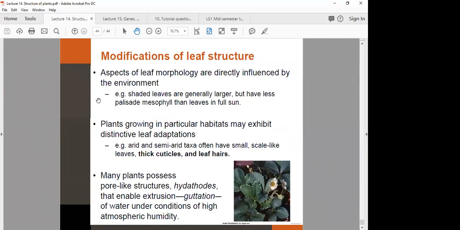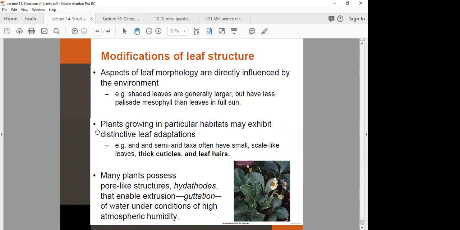Our last slide for this lecture. Let's look at some modifications of leaf structure. You can imagine that there are aspects of leaf morphology that are directly influenced by the environment. So, for example, the difference in the structure of a leaf that grows in the shade versus a leaf that grows in full sun. Shaded leaves, or leaves of plants that just grow in the shade, are generally larger, but have less palisade mesophyll than leaves that are found in full sun.